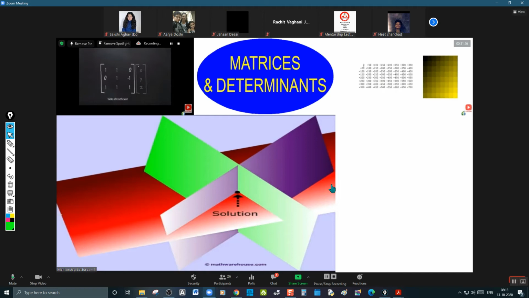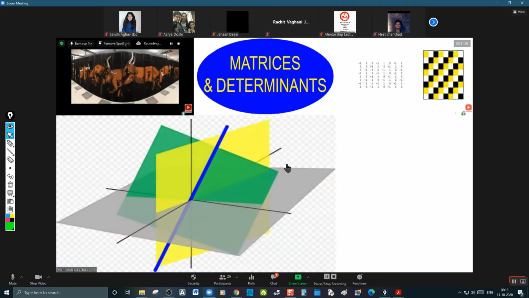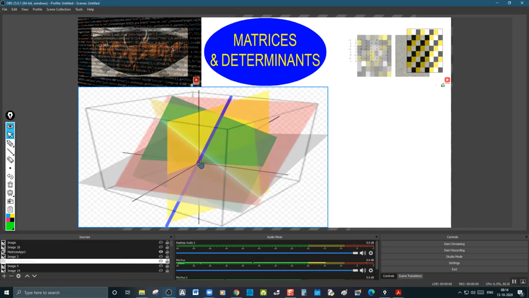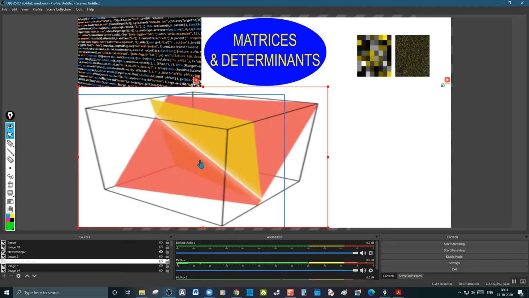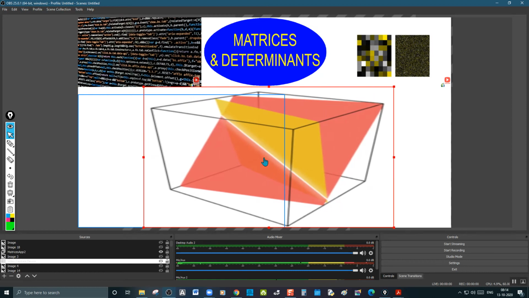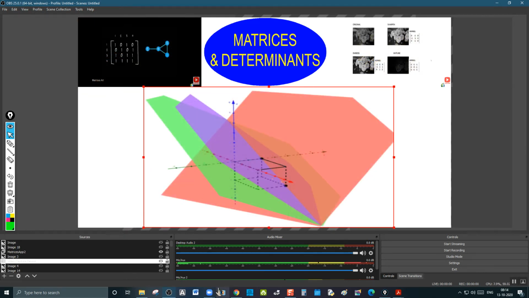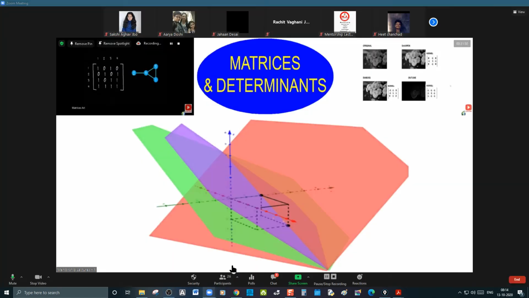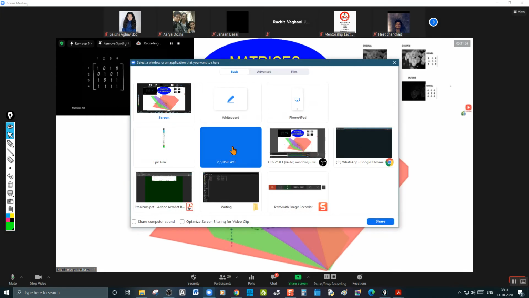Inconsistency means no solution. Such problems we will come across, and whatever diagrams you see on the screen are very much related to the number of solutions only. So let us now proceed with the continuation of those one or more than one correct answer questions. Let me share the screen.